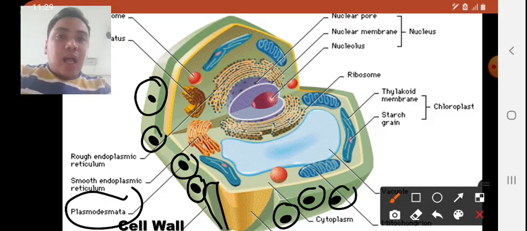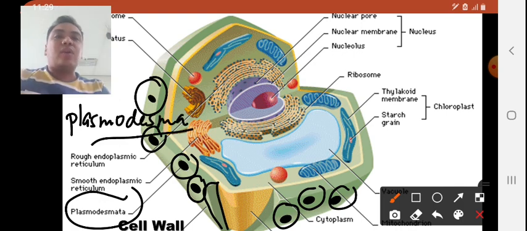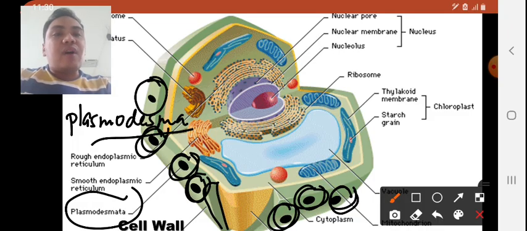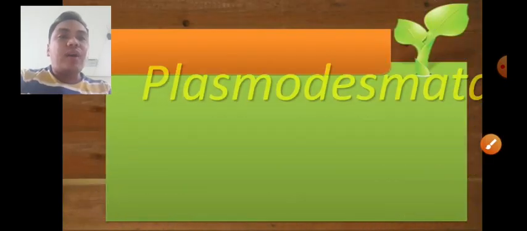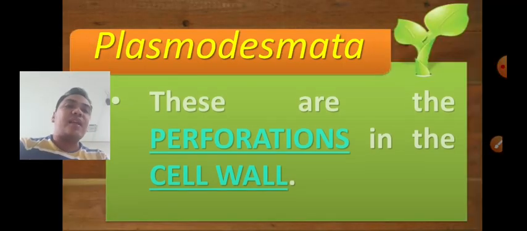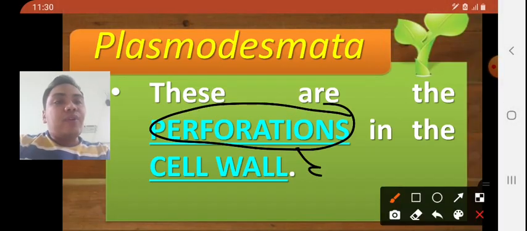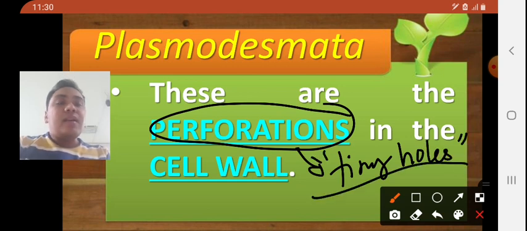So plasmodesmata is the plural form, then you have plasmodesma, the singular form. Okay, so plasmodesma for singular, plasmodesmata for plural. And again, these are the tiny holes or tiny perforations that can be found in a cell wall. Okay, so let's have the formal definition for plasmodesmata. Plasmodesmata are the perforations in the cell wall. And to repeat once more, perforations means they are the tiny holes located in a cell wall.